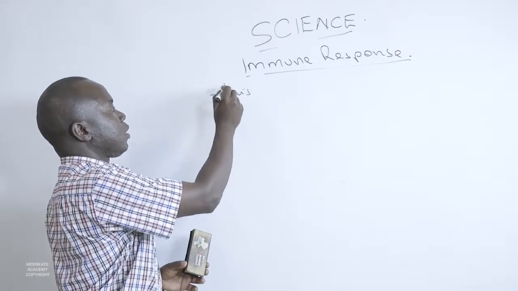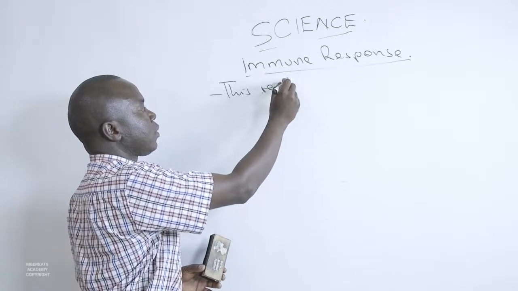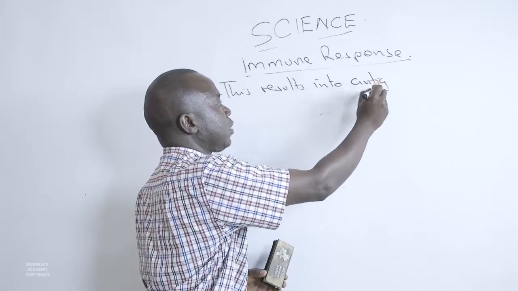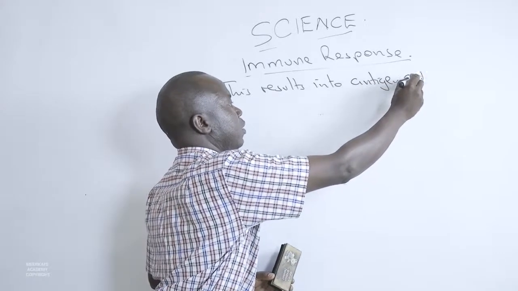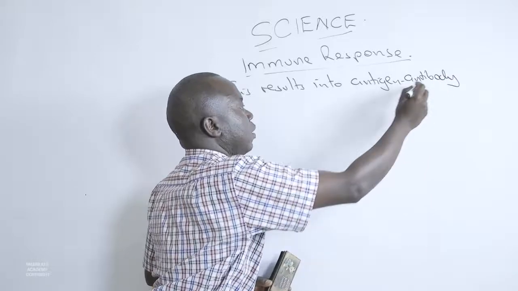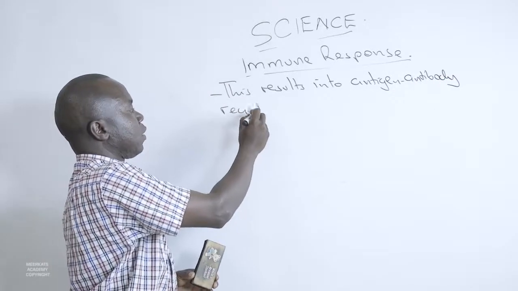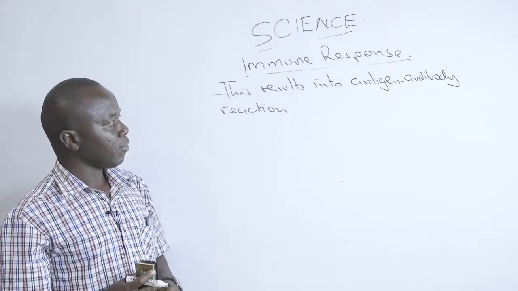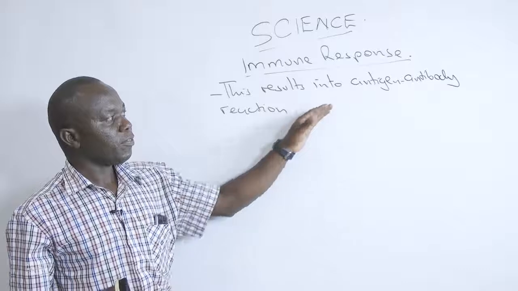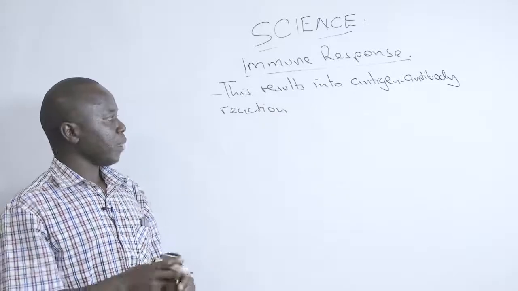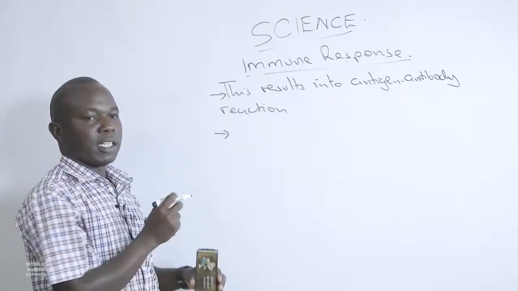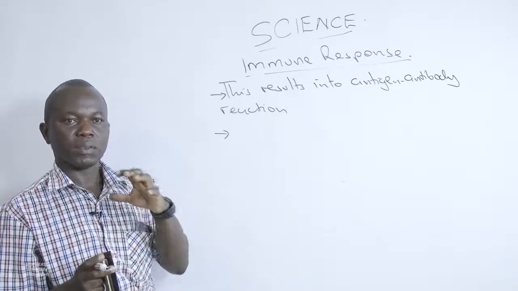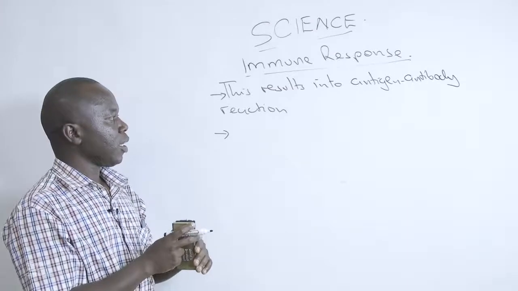So this results in antigen-antibody reaction. Remember, antibodies have been produced by the lymphocytes. But before this process takes place, the most important part that happens first is that we have the macrophages, the ones that we have identified that they are involved.